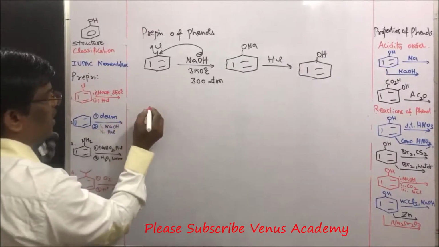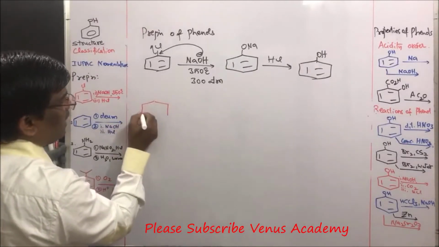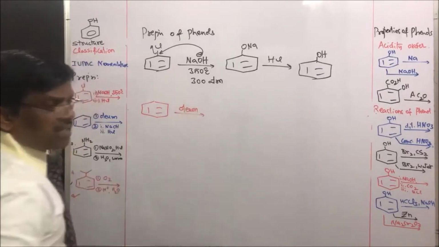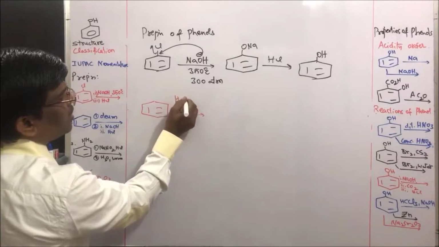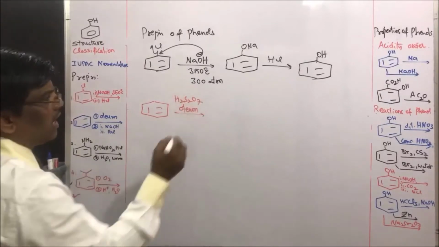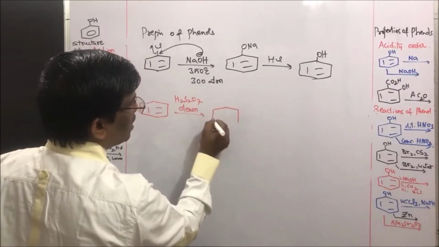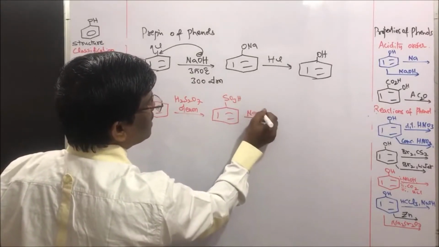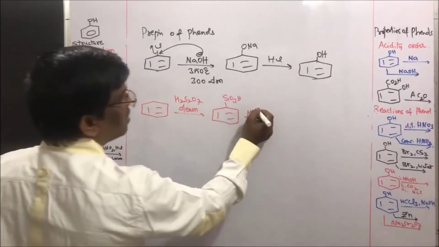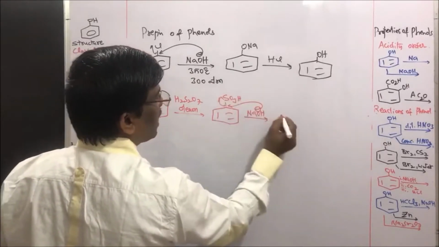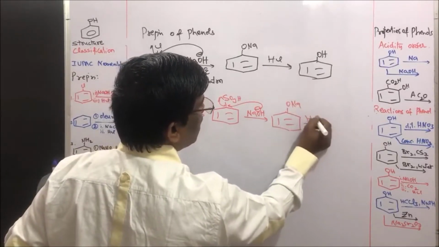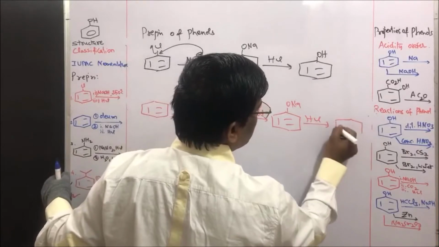Another available method for the preparation of phenols is from benzene upon treatment with oleum. What is the chemical formula of oleum? H2S2O7. It undergoes sulphonation. This sulfonic acid upon treatment with NaOH, this is easily replaceable, students. This hydroxy group replaces the sulfonic acid to give the sodium salt of phenol. This sodium salt of phenol upon treatment with HCl is going to give phenol.